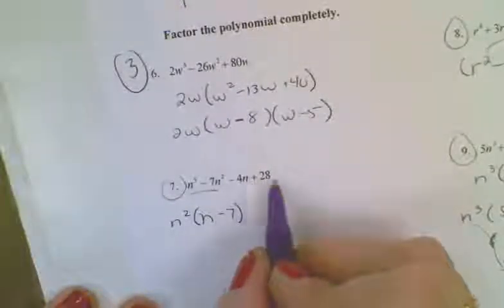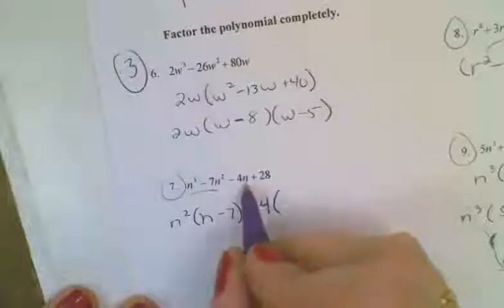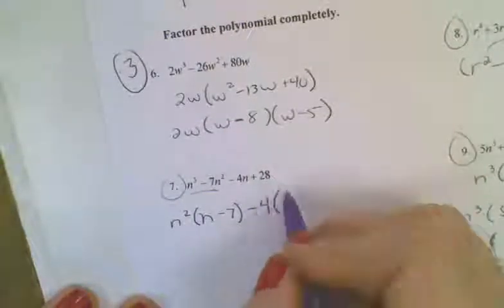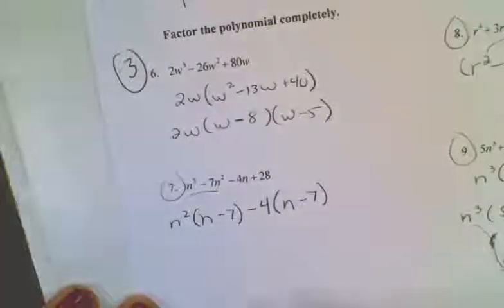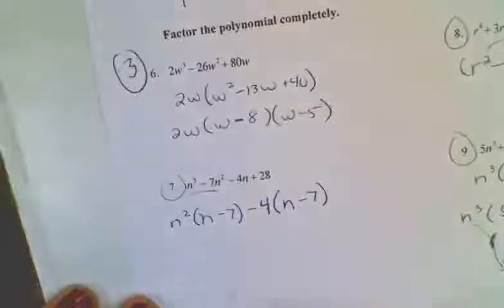Do the same thing here. I can take out a negative 4. Draw my parentheses. If I take the negative 4 away, I'm left with an n. If I divide that by negative 4, I'm left with a minus 7. So you're dividing that by negative 4. Double check, you still get what you started with, negative 4n plus 28.